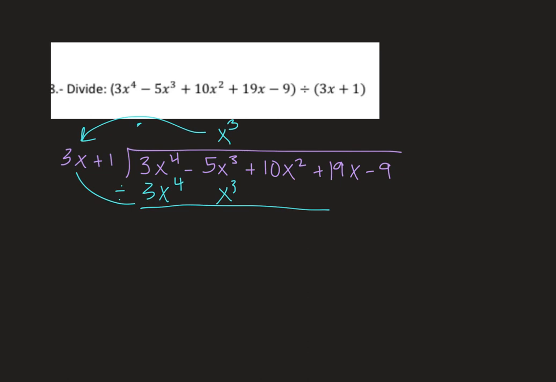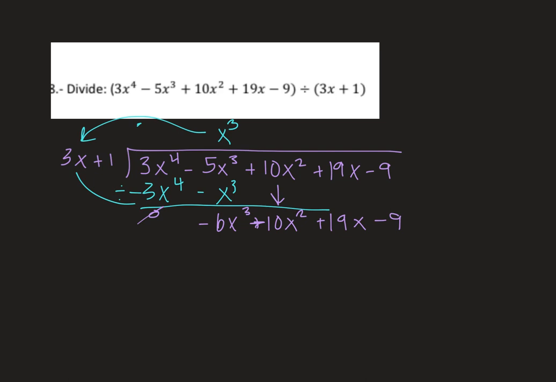Now we will subtract. So that's a positive, it becomes negative. This one's a positive, becomes negative. And we have 3x to the fourth minus 3x to the fourth is 0, which is what we want. And negative 5x cubed minus x cubed is negative 6x cubed. Then we will bring down each of the terms. You don't have to bring them all down. I like to, though, so it's a preference.